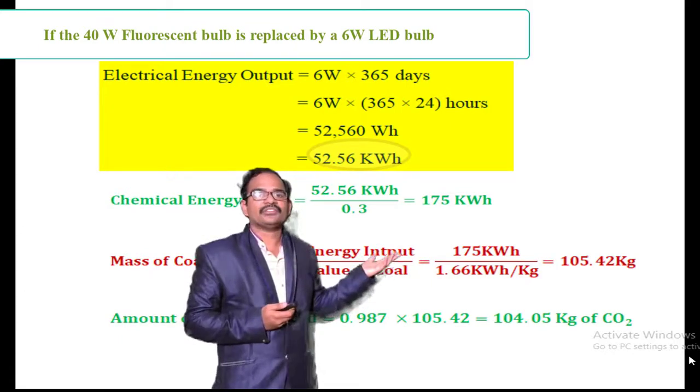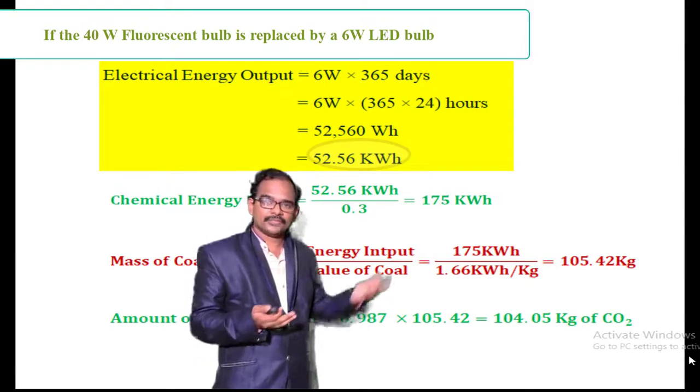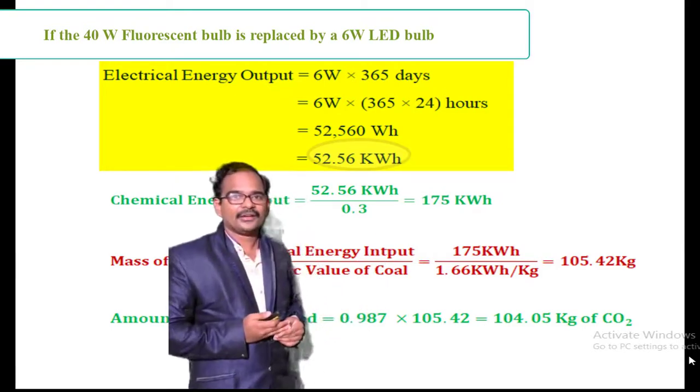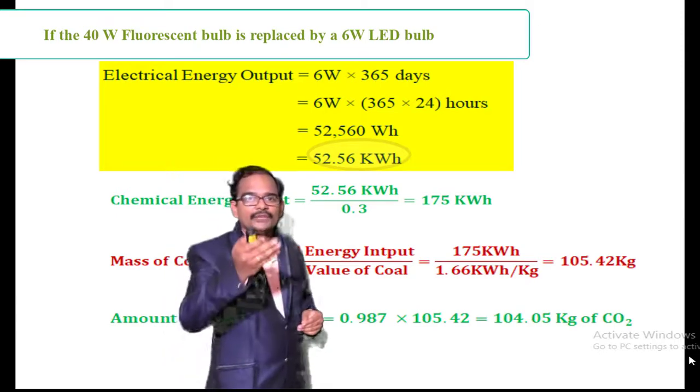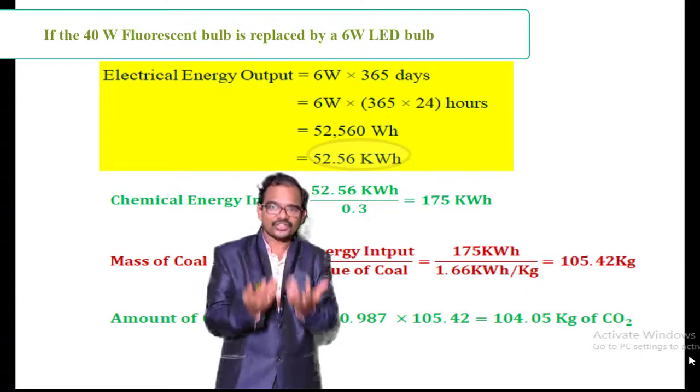It is around 1168 kilowatt hours. What is the energy consumed by the CFL lamp? It is 468 kilowatt hours. Now, what is the amount of energy that we are consuming here? Only 52.56 kilowatt hours. You can see the drastic reduction in the energy consumption.